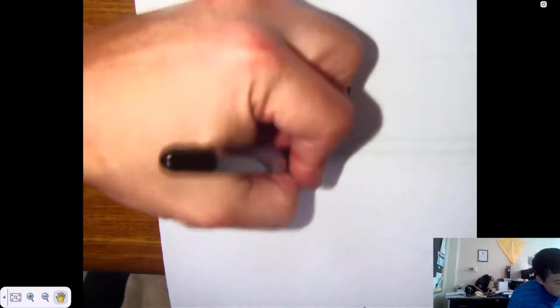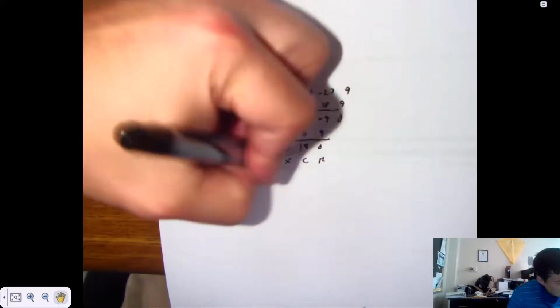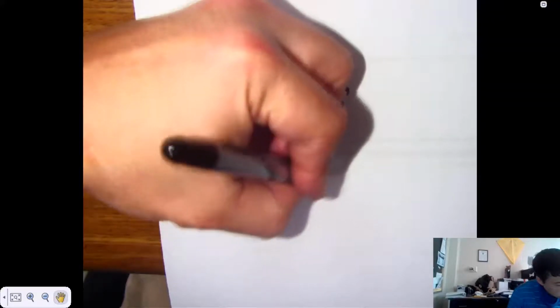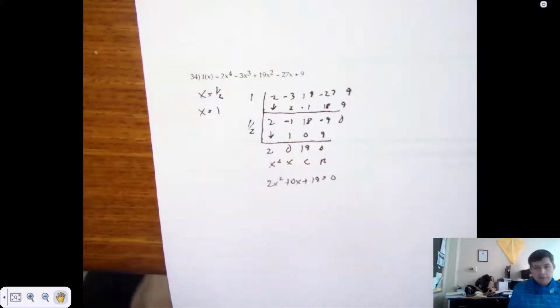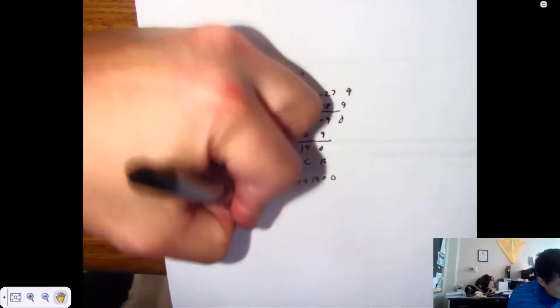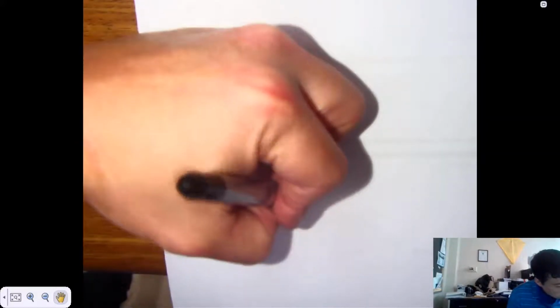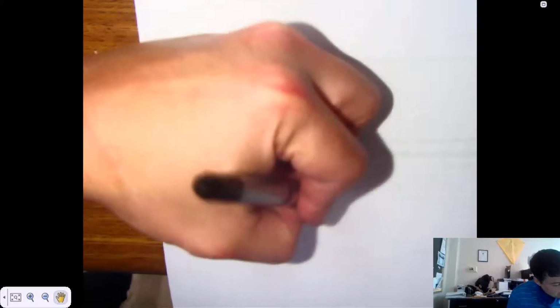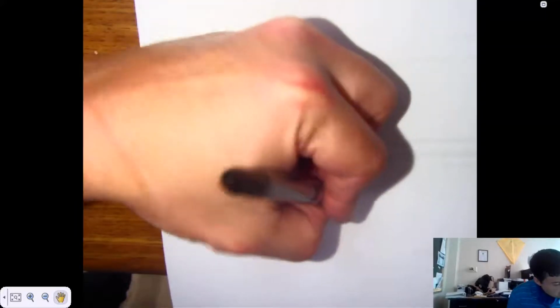Remember, this is a remainder, constant, an x and an x squared. So this is 2x squared plus no x plus 19 is 0. You can do that however you want. I'm going to use the quadratic formula. So 0 plus or minus the square root of 0 squared minus 4 times 2 times 19, all over 2 times 2.